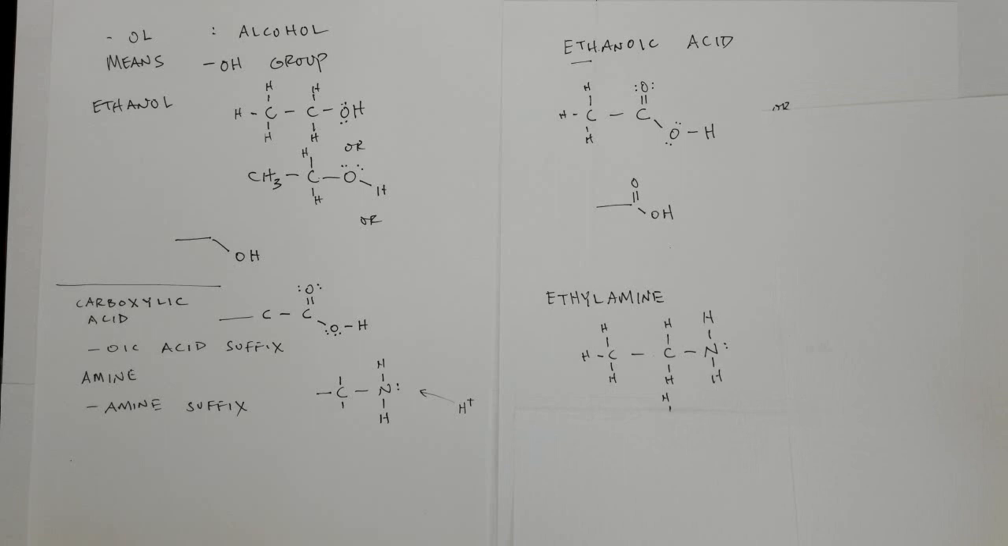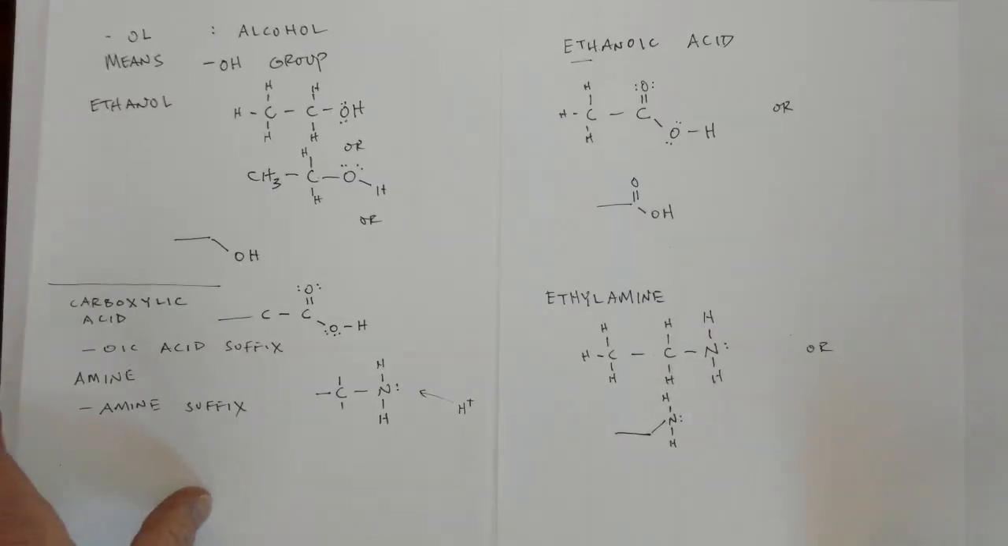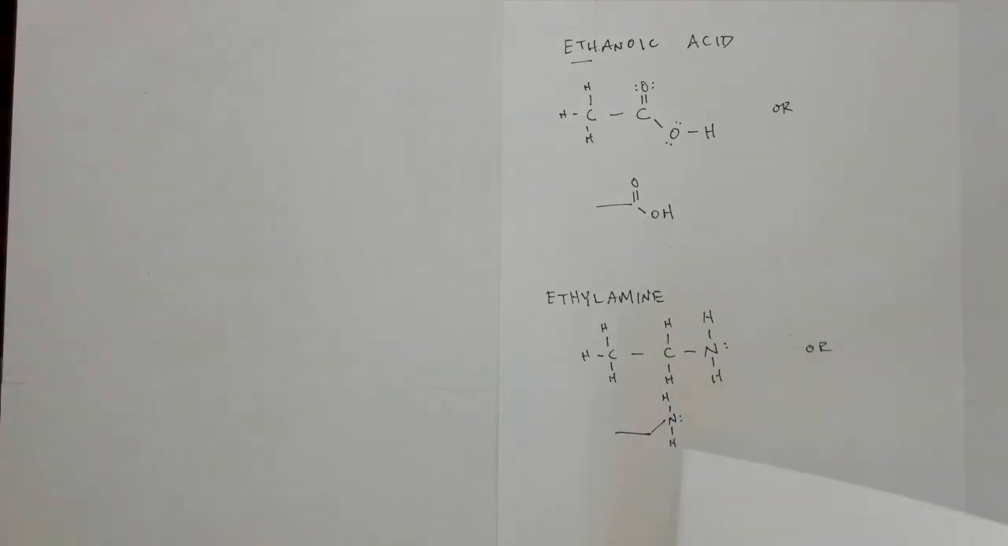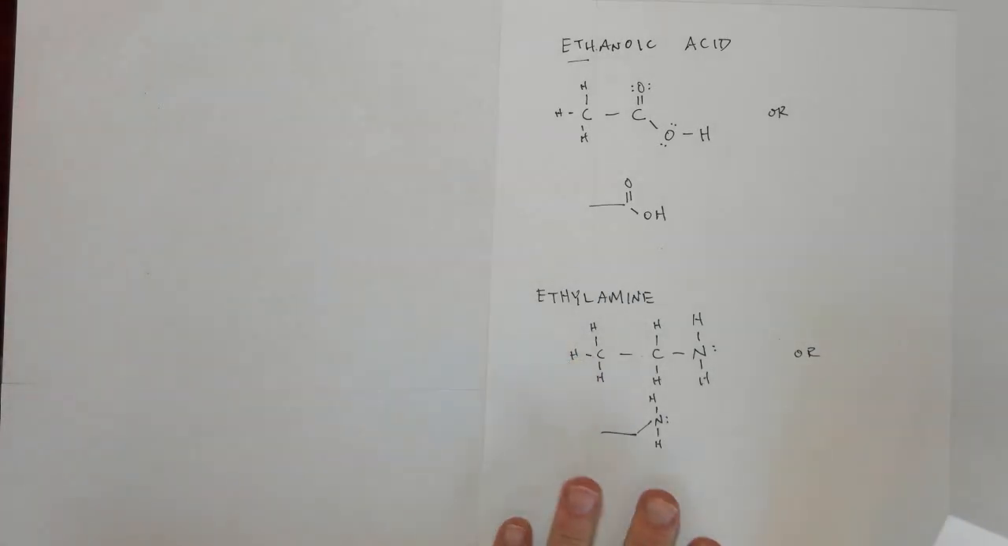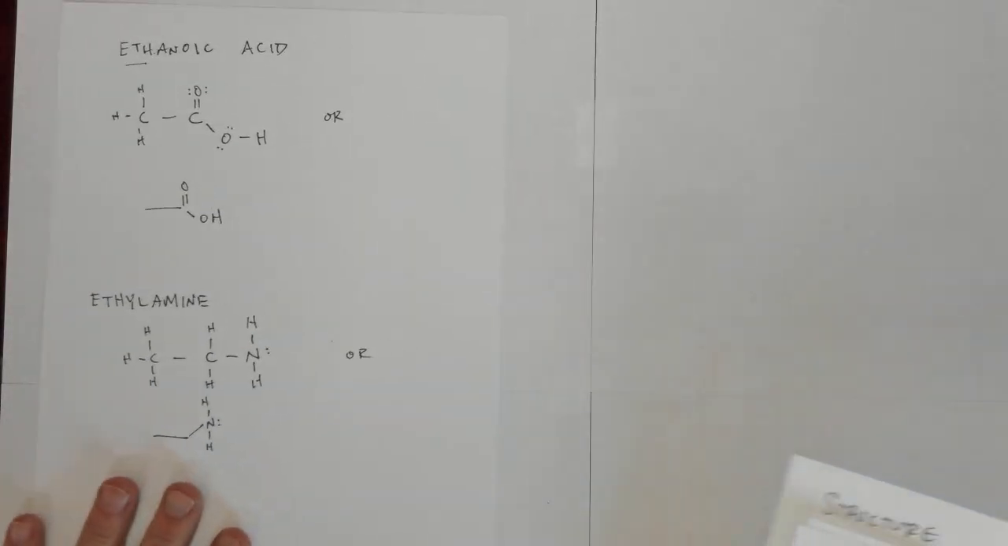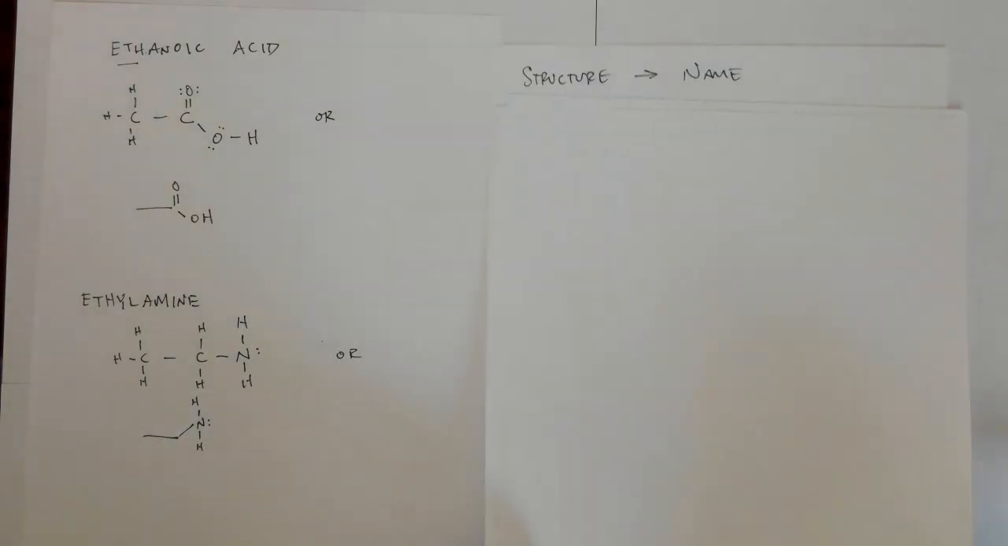Or a shorthand way of drawing this would be the stick model. 2 carbons, and then it's attached to the NH2 group right here. So get used to both ways that it's drawn, and of course the shorthand way is going to be used a lot because then you understand that this stick line method just means there's a C with 4 bonds around it. Let's go the other way, some structures and some names.